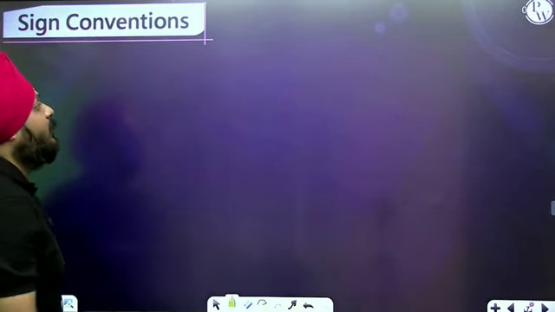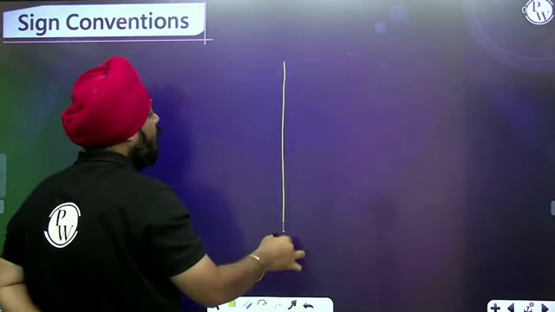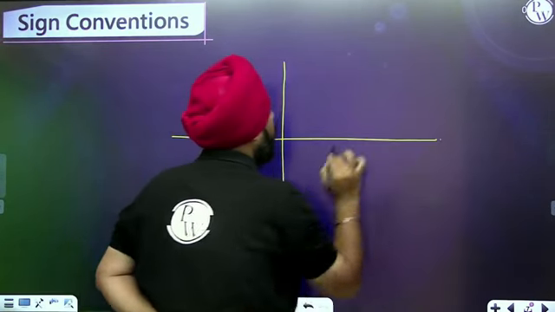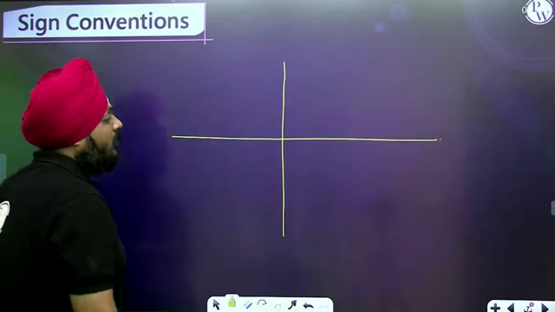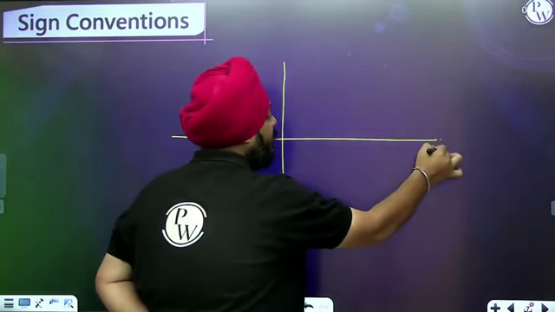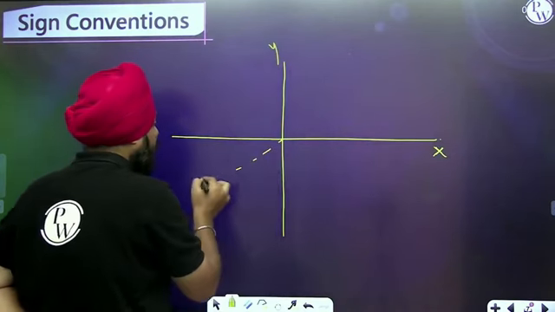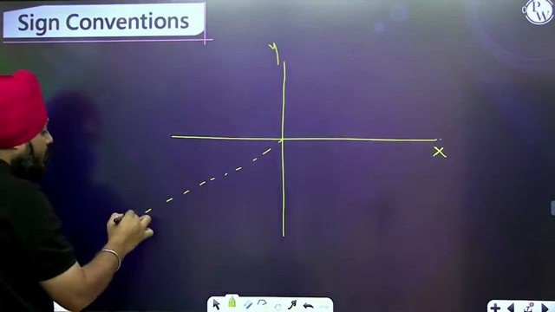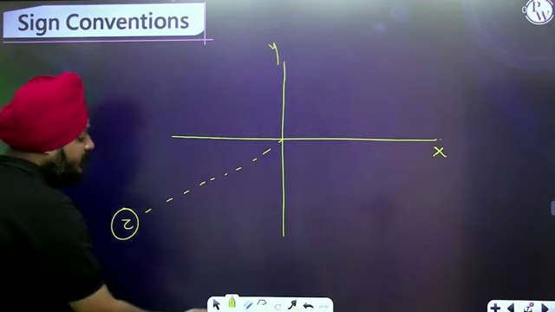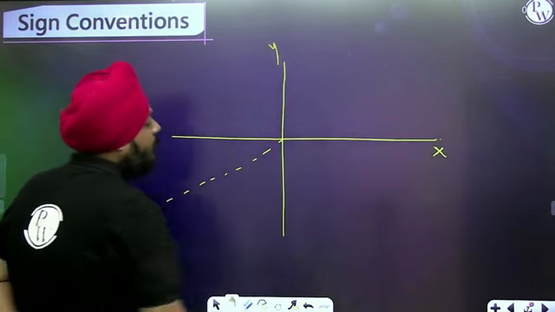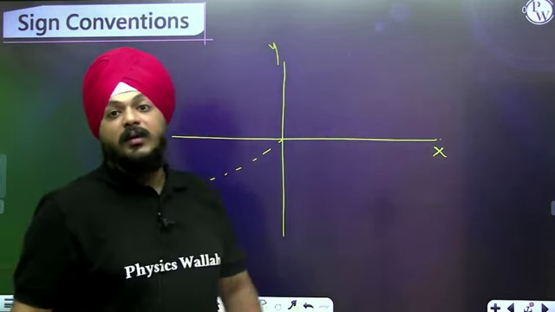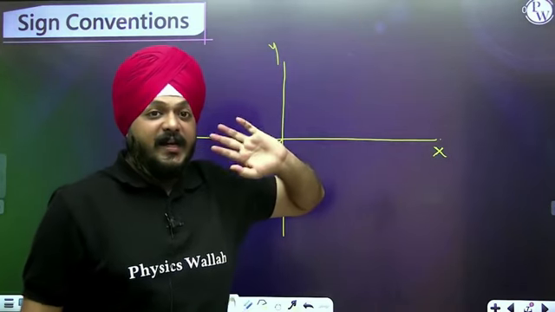Sign conventions. This is the x-axis, this is the y-axis, this is the z-axis. The same thing we are going to use till the end.